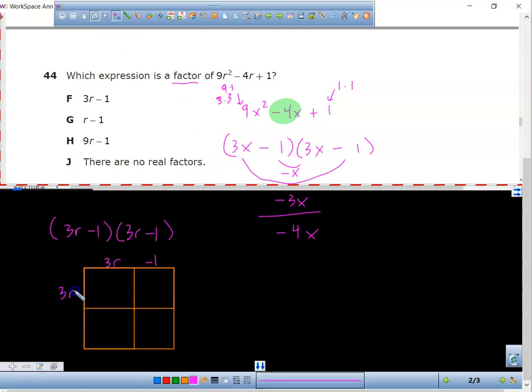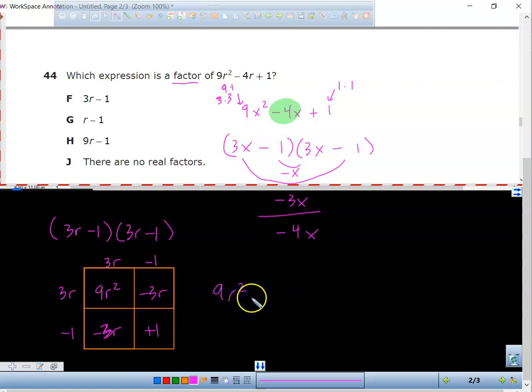My apologies. All right, so 3r times 3r is 9r squared. That's negative 3r. That's 9r. Sorry, that's negative 3r, and that's a positive 1. So this actually becomes 9r squared minus 6r plus 1. So right now these aren't factors of this expression. They would have been factors if it were 3x squared minus 4x, not 9x squared.